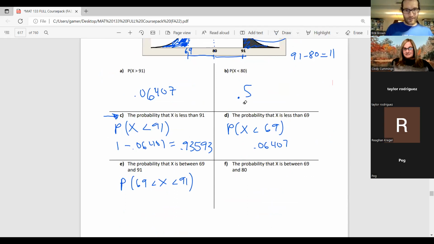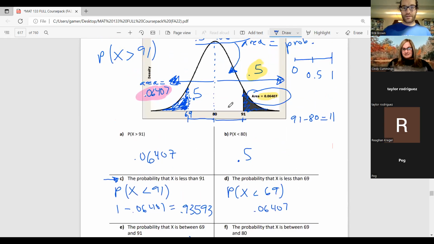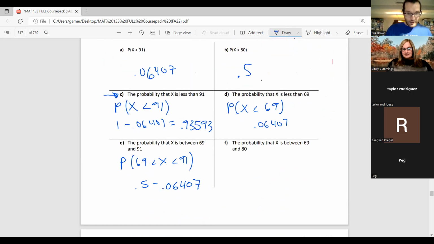Love it. Okay. So 0.5 minus 0.0640, times 2. That is one of these little areas. That's this area right here. So if you're wondering why that was multiplied by 2, it's because we need the area above the mean and below the mean. So one of them is this piece and the other one is that piece.